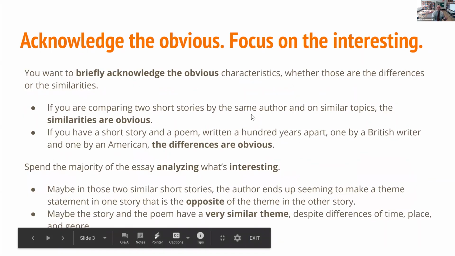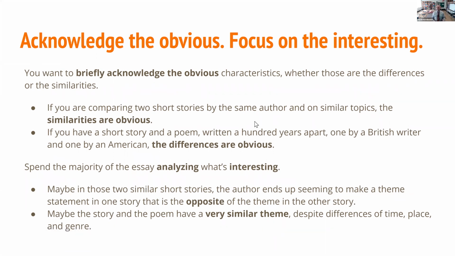Whichever one you're doing, whether it's apples to apples or apples to oranges, you want to briefly acknowledge the obvious characteristics, whether those are the differences or the similarities, and then spend the majority of the essay talking about what's interesting. So if you're comparing two short stories by the same author and on similar topics, the similarities are obvious. You want to acknowledge that briefly at the beginning of your essay. If you have a short story and a poem, and they're both written 100 years apart, maybe one's by a British writer, one's by an American writer, those differences are obvious. So in that case, you want to point that out early on. But then you want to analyze what's interesting, and that's going to be the bulk of your essay.